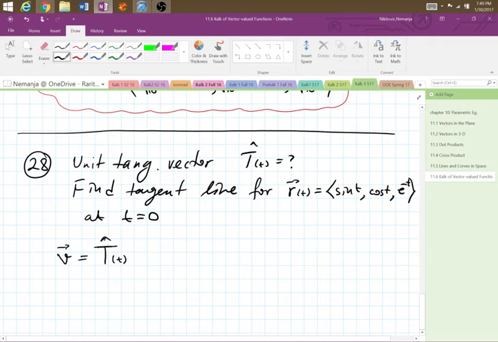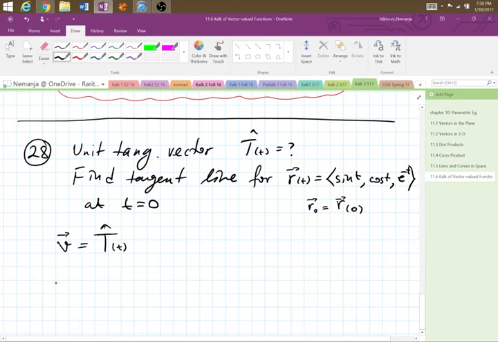How do you find r0, by the way? Plug in 0 into r. Very good. So r0 is r of 0. You plug whatever point is given, right? As the initial point. Cool. So let's go. R prime is what? Very good. Oh, that was fast.